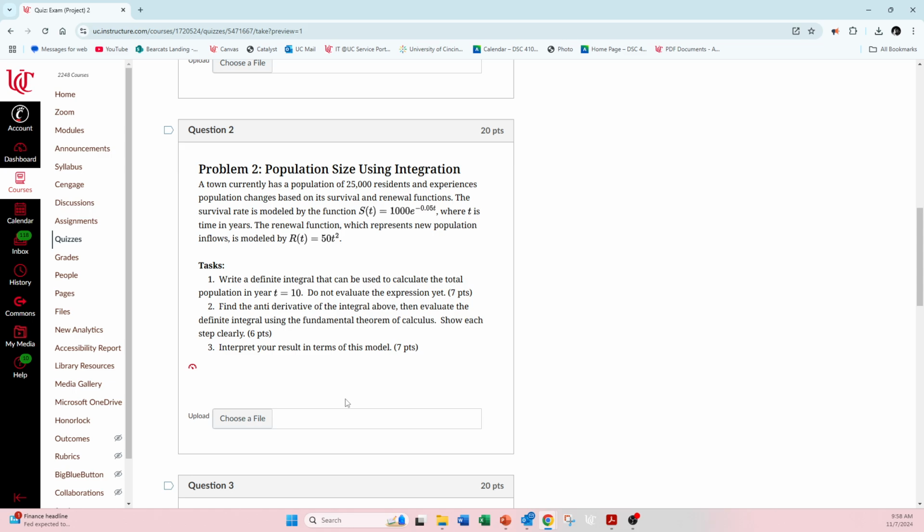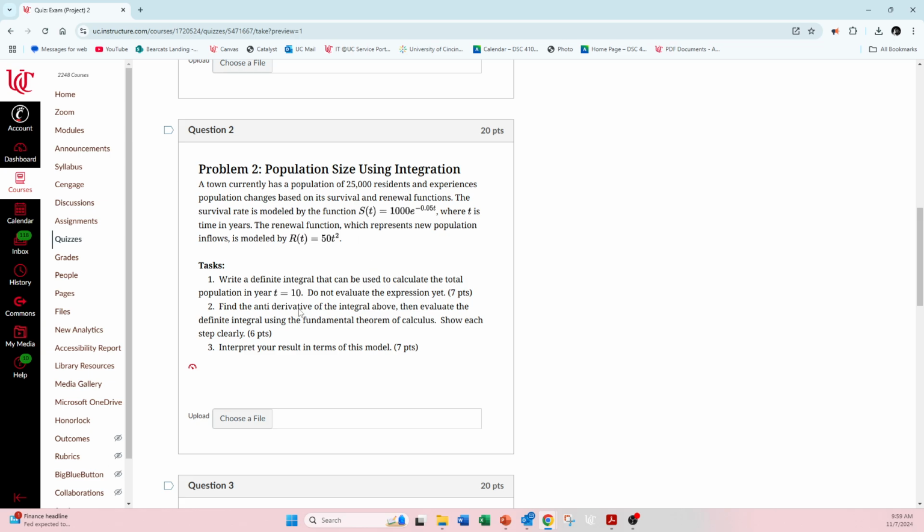Chapter 6, section 3, 6.3. It's page 350. It gives you the formula for the population based on the renewal function and the survival function. So a change with problem 2 is now we have the initial value of the population. We didn't have that Wednesday, so you might want to make note of that.